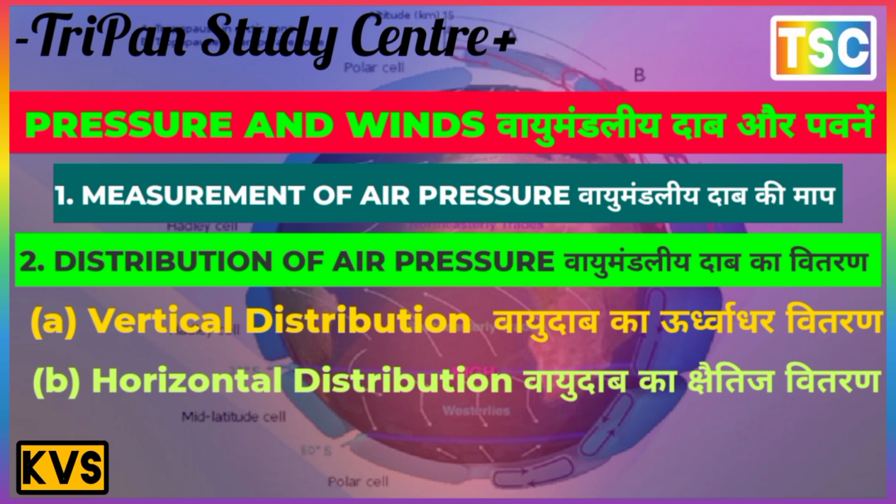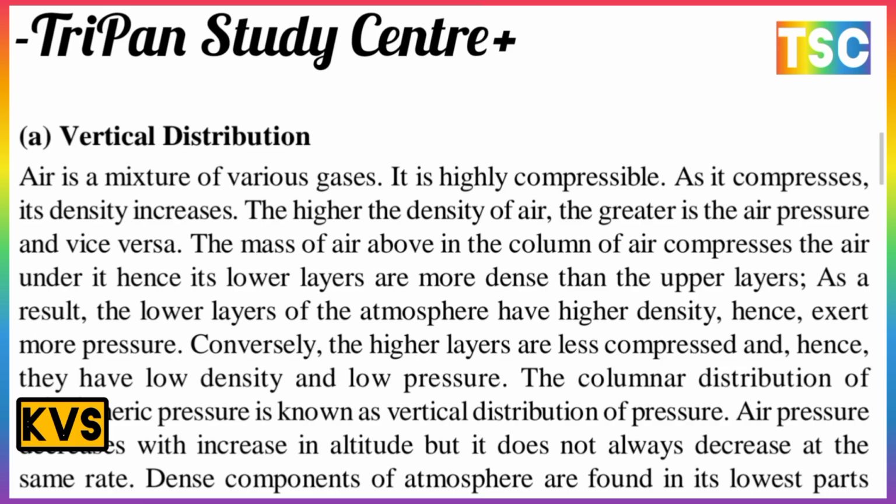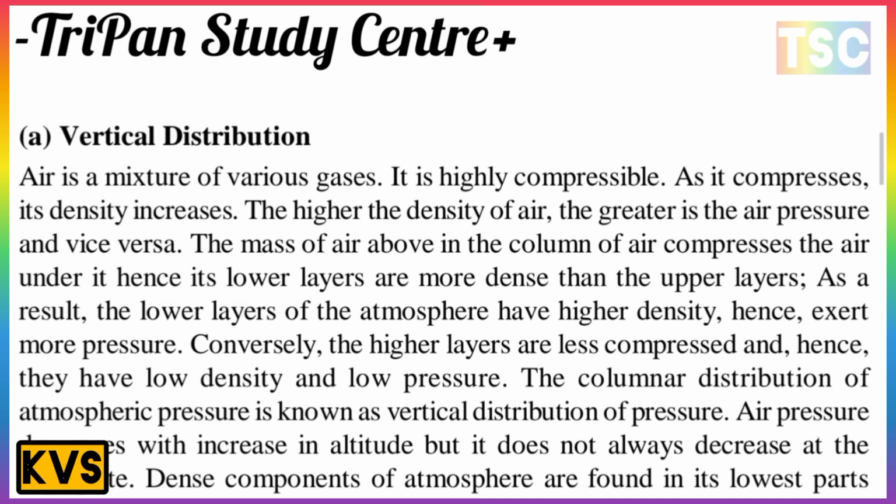The next most important point is the distribution of air pressure. The distribution of atmospheric pressure on the surface of the earth is not uniform. It varies both vertically and horizontally. The first point is the vertical distribution.